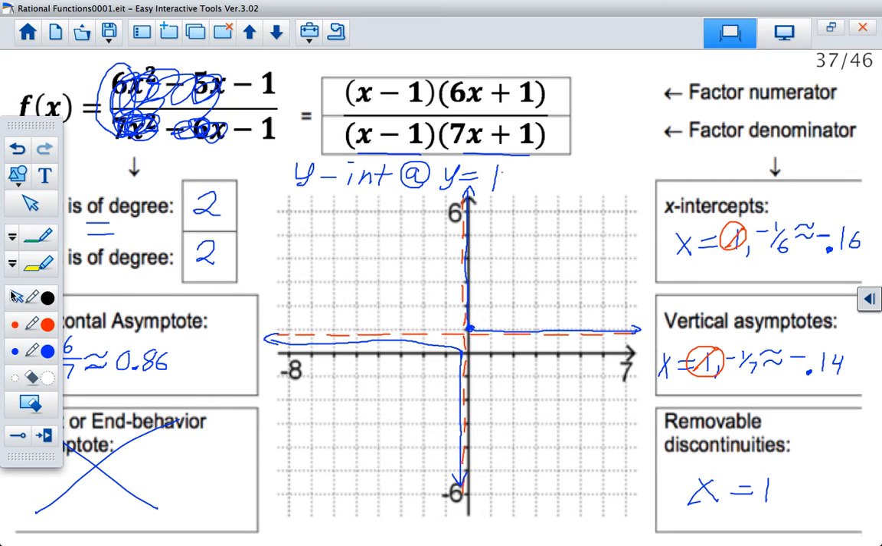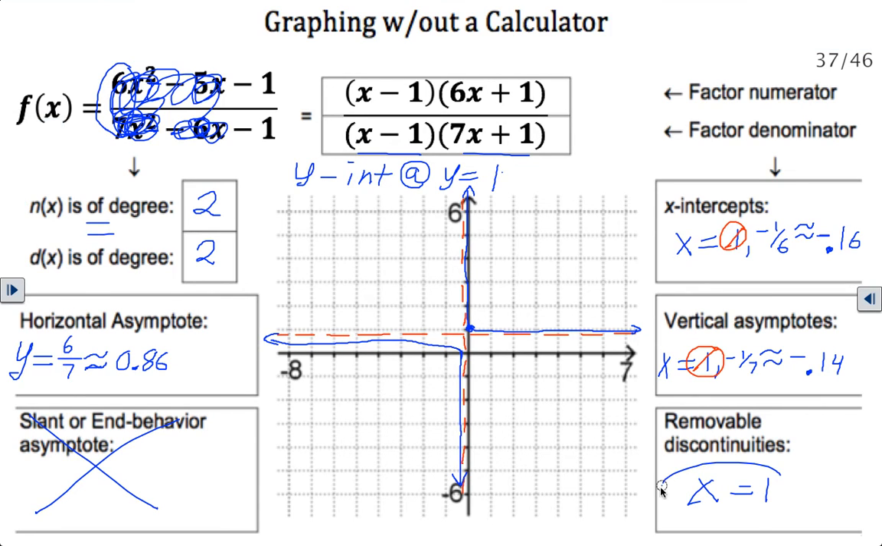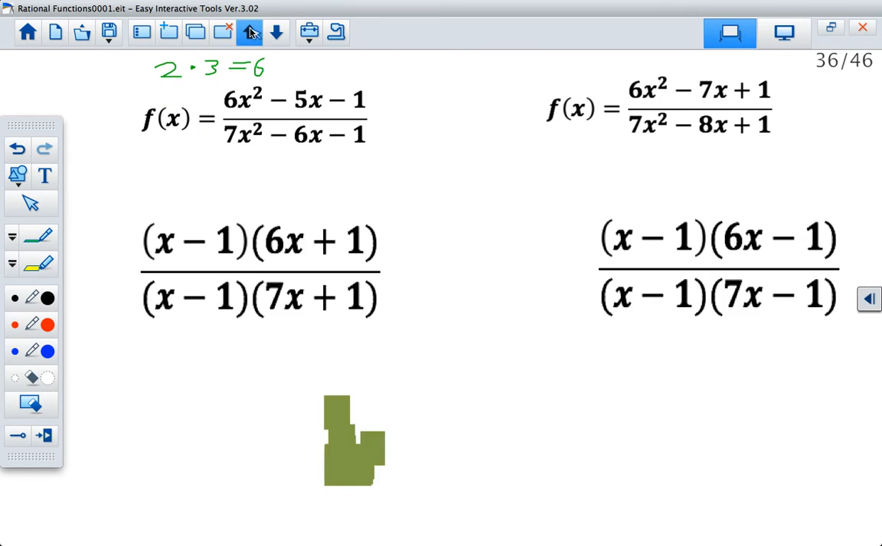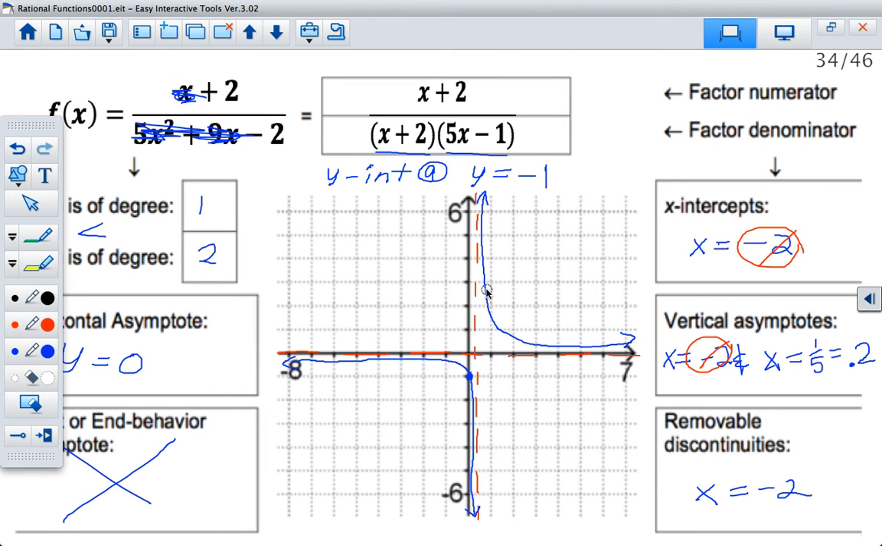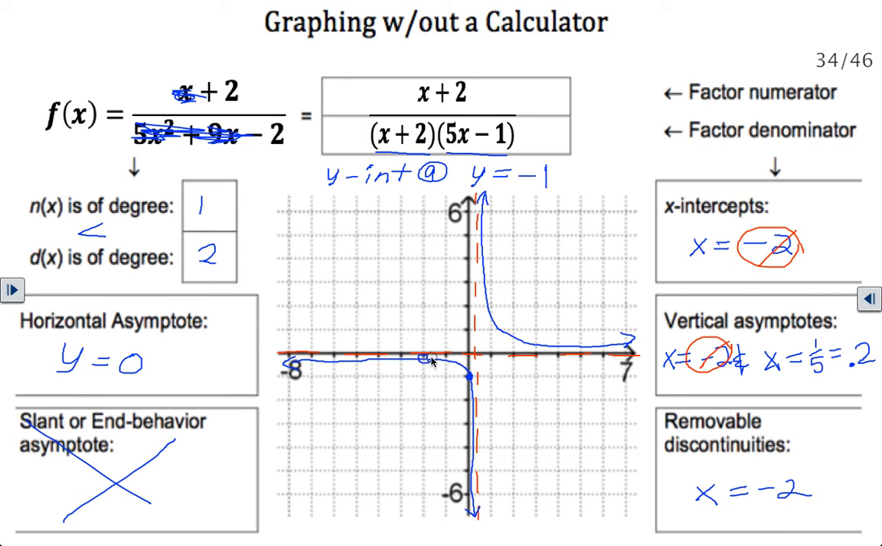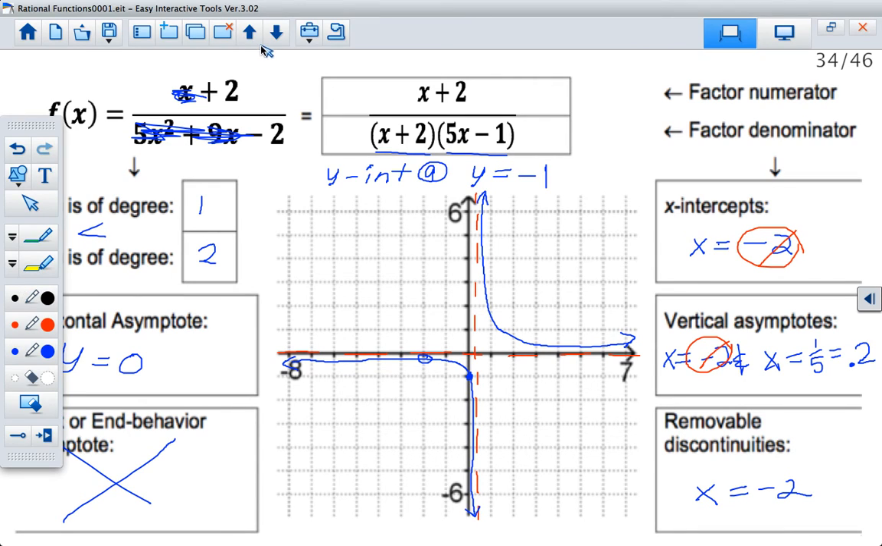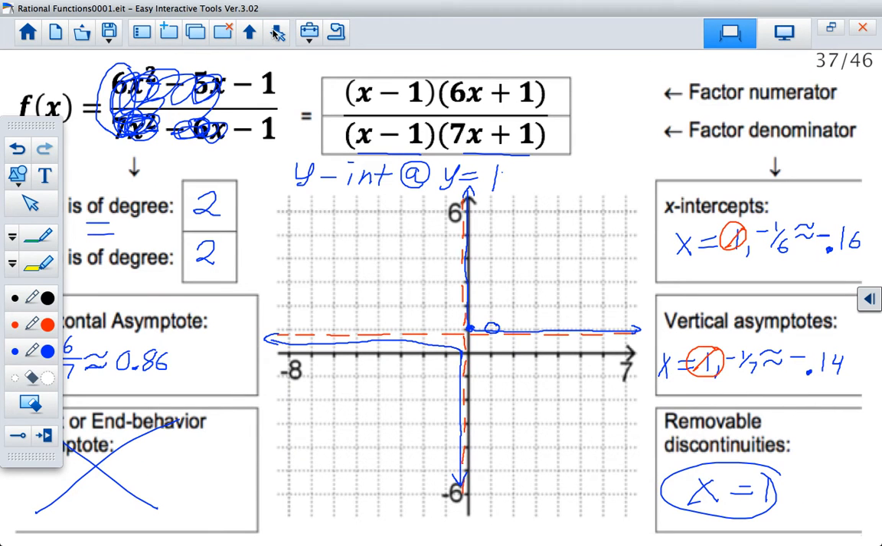I totally forgot about my removable discontinuity for this problem and the other problem. So really quick, I have a removable discontinuity at x equals 1. To label that, you need to draw an open circle on your graph line when x is 1. And I need to go back to my previous graph because I forgot about the removable discontinuity at x equals -2, so I need to draw an open circle right there. Please do not forget about your removable discontinuity. If you don't draw it on your graph, I will take off points. So that's another one that we did.